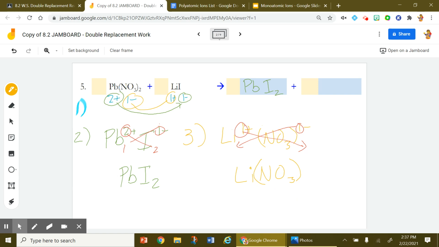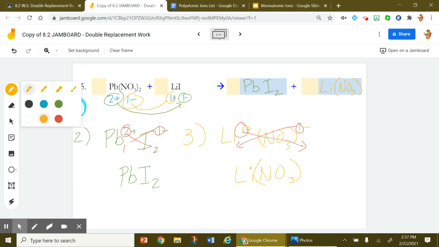In order to have more than one, you'd have to have something on the outside of the parentheses, some subscript on the outside, which we don't. All right, so it's just LiNO3. And not necessary, but I like to put it in parentheses to remind us all we're dealing with a polyatomic here. Okay? So there you go.